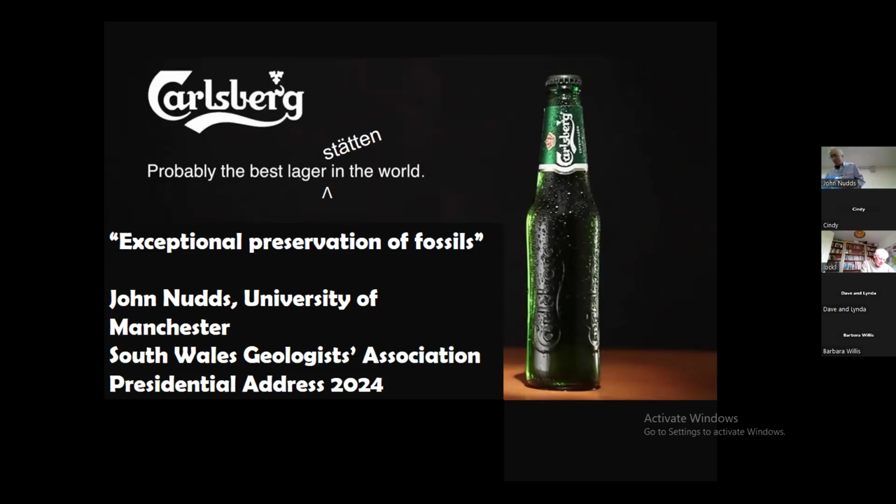But our readers said that didn't really convey what the book was about, which was a chronological description of all of those wonderful sites around the world, many of which you'll have heard of. And so a friend of mine said, oh, you should have called it probably the best Lagerstatten in the world. And I've always thought that was a great title, so I'm delighted to be able to use that today.